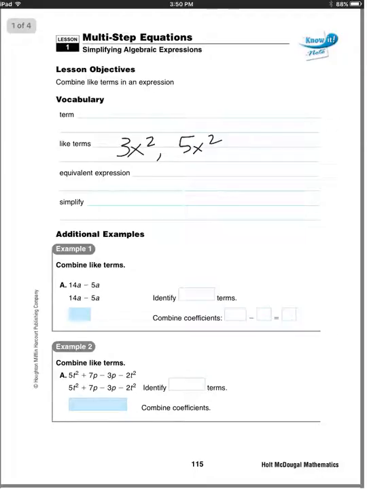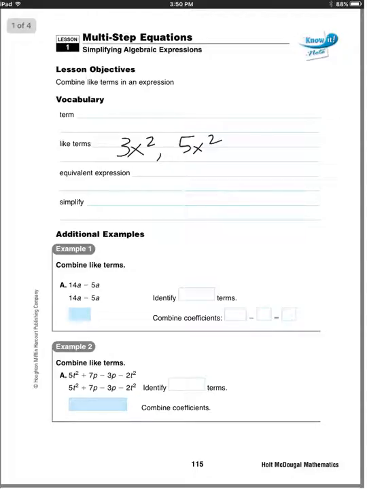Equivalent expressions are two expressions that are equal to each other. Okay? So kind of like equivalent fractions. They may be different fractions, but if you simplify them, they're equal to each other. Equivalent expressions, same thing. They may look different, but if you were to simplify them, they are equal. And simplifying is to perform all possible operations, including combining like terms. Simplifying is finding an answer.